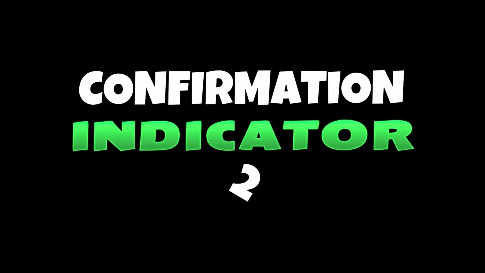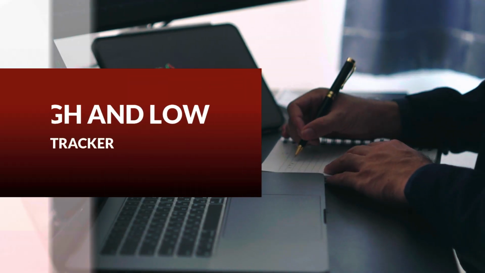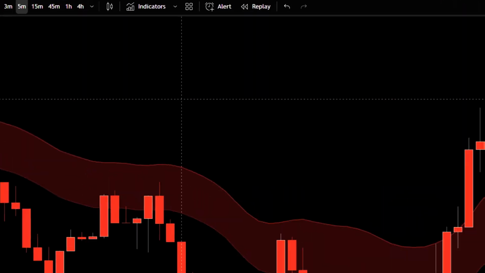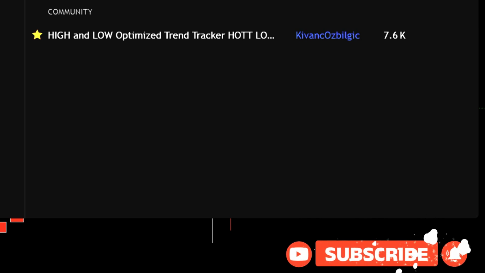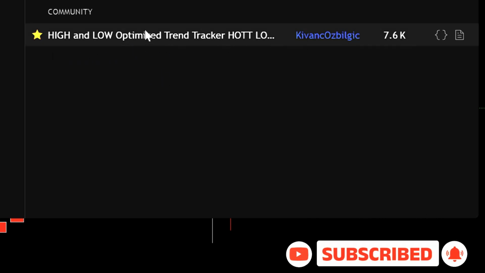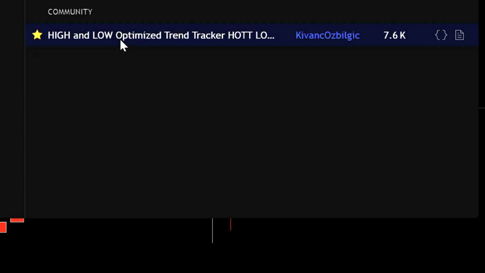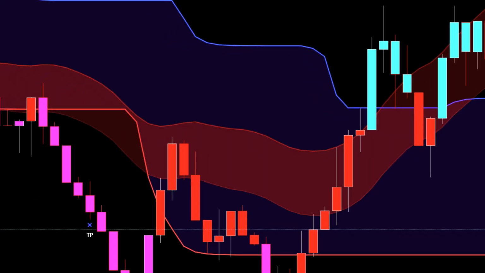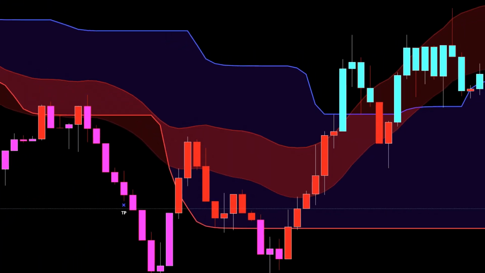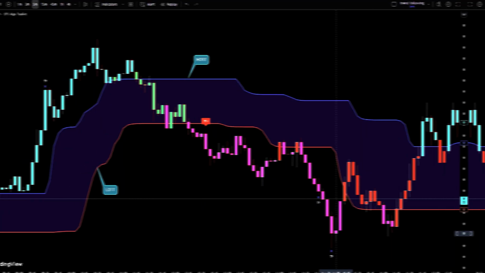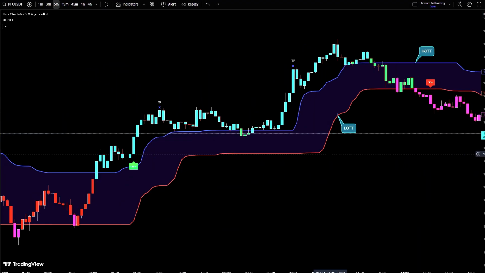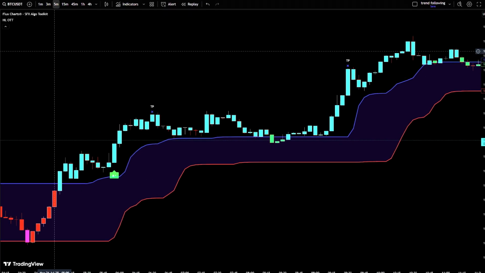For that confirmation, we'll use a second indicator called the High and Low Optimized Trend Tracker, or HLOTT for short. Just search HLOTT in your indicators tab on TradingView. It creates a channel around the price that gives us a clean visual idea of the overall market trend. To keep our chart from getting cluttered, I'm just going to go into the SFX algo settings and uncheck its built-in trend ribbon. Now let's tune the HLOTT.